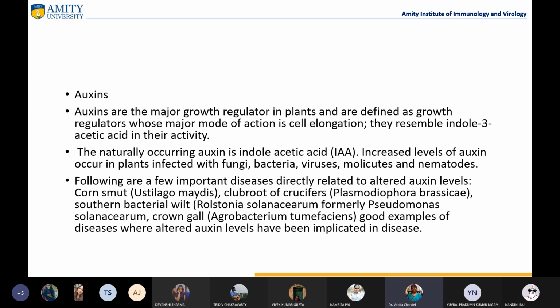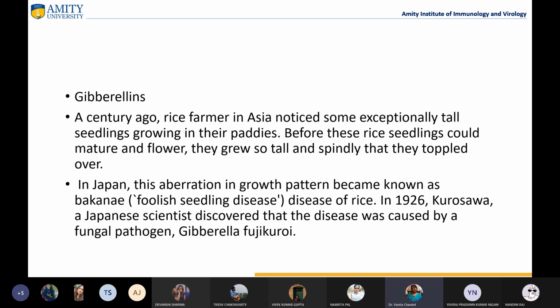For example, corn smut, which is caused by Ustilago maydis, or club root of crucifers, which is caused by Plasmodiophora, or southern bacterial wilt caused by Pseudomonas, or crown gall, right? These are good examples of diseases which alter the auxin level and have been implicated in the disease. So these are certain examples which change the auxin level in the plants infected by them, right? Then gibberellins, right?